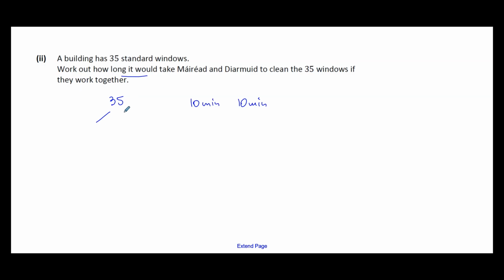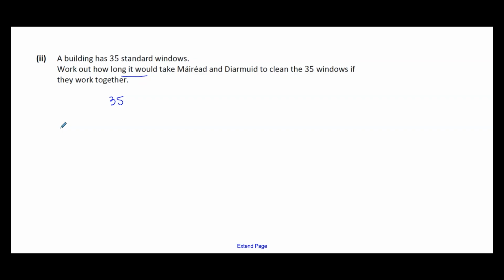So we are saying, okay, let's divide that into equal parts. If I divide 35 into 2, I know it's not going to be an even number, so 17 and a half, 10 minutes, 10 minutes, and we have how long it will take. However, the problem here is that they don't clean at the same speed, but we have to think about how we will calculate that if it was simpler numbers.